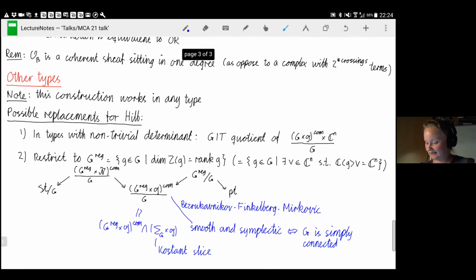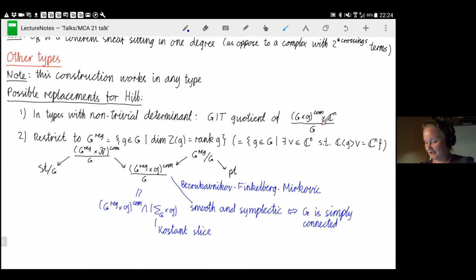You can try, okay, so the Hilbert scheme is a GIT quotient of this with the framing. So if you have a non-trivial determinant, I mean, you need a character to do a projective GIT quotient. You could try to do this, or another option, you could try to restrict to the regular group elements and do the same thing, because then if G is simply connected, your replacement for the Hilbert scheme will be smooth and symplectic, and it'll be something that is still nice to work with.